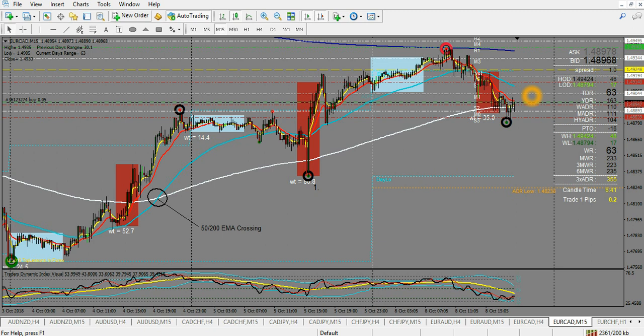So in terms of using big lot sizes, guys, I am very selective as to when I go big or when I don't go big. So I just don't trade anyhow. I'm very selective in terms of that.